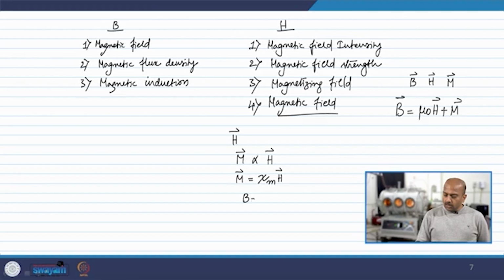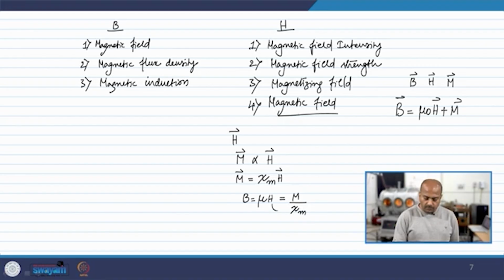Since we know that B is equal to mu H, not in free space, we can write H to be equal to M by chi m, right. So, the amount of magnetization is proportional to the magnetic flux density which is being applied from the outside. So, capital M will increase when you apply a very strong field and vice versa. And this is basically valid for any magnetic material, right.